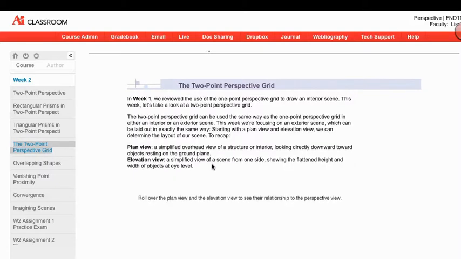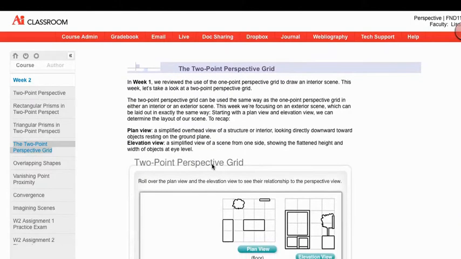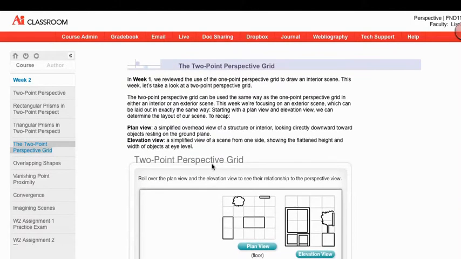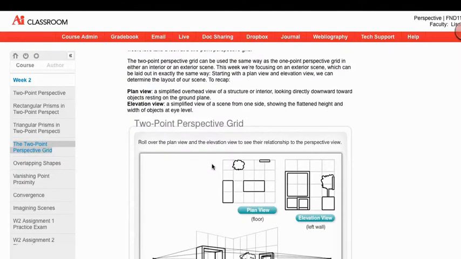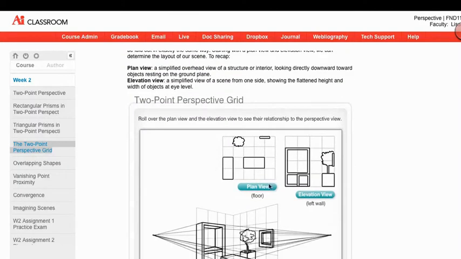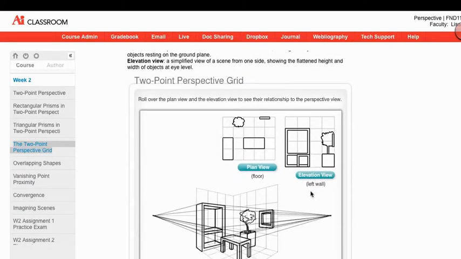Hi class, let's just review the material that prepares you for this assignment. So the grid, which we looked at in week 1, is here being applied to two perspectives. So obviously from the plan view and the elevation view, nothing is really changing.